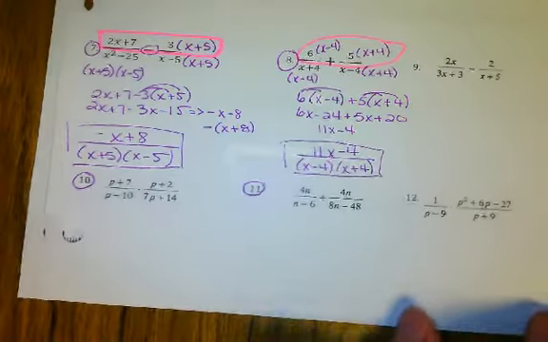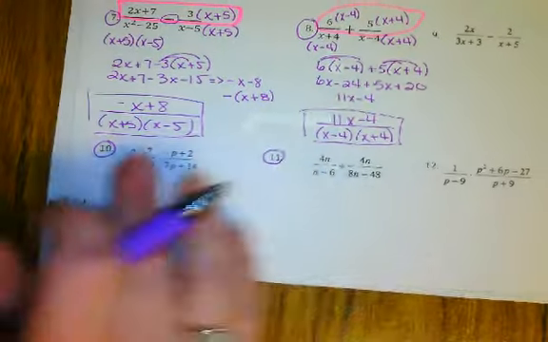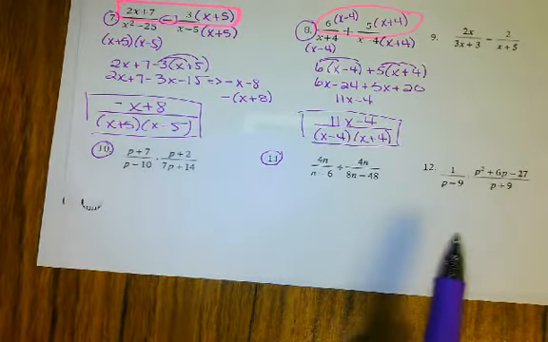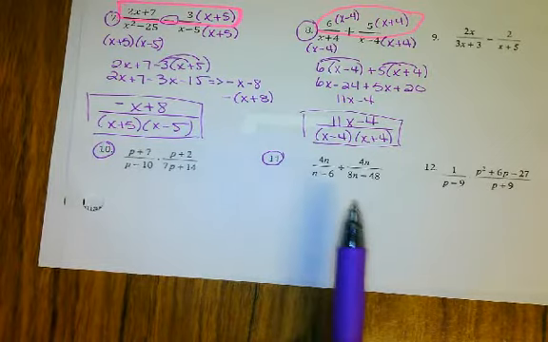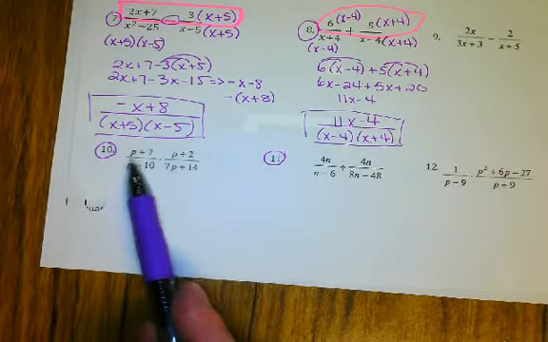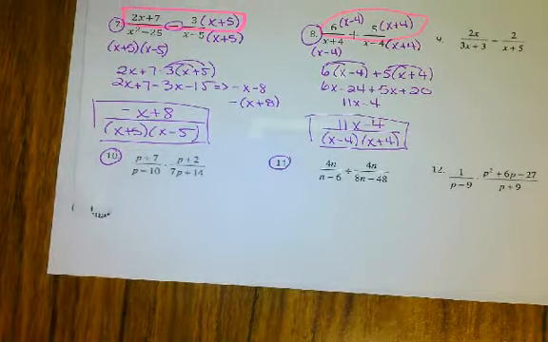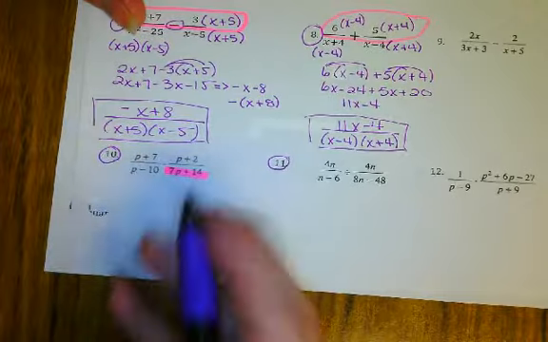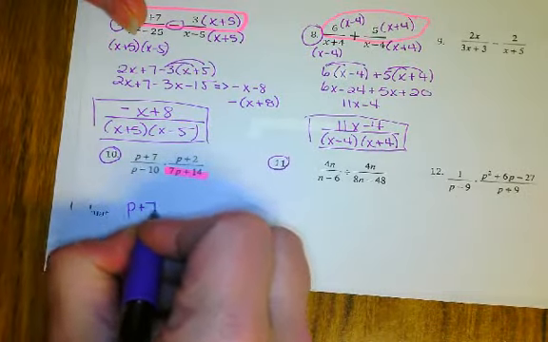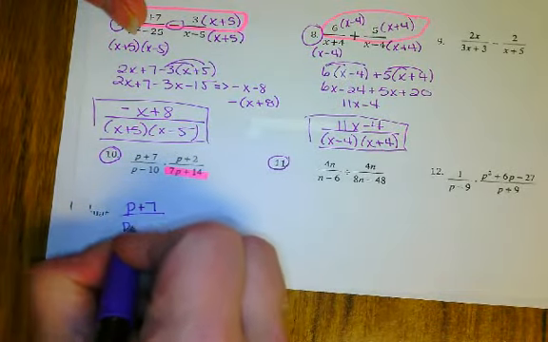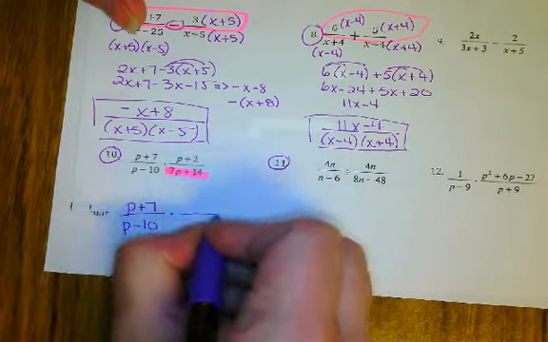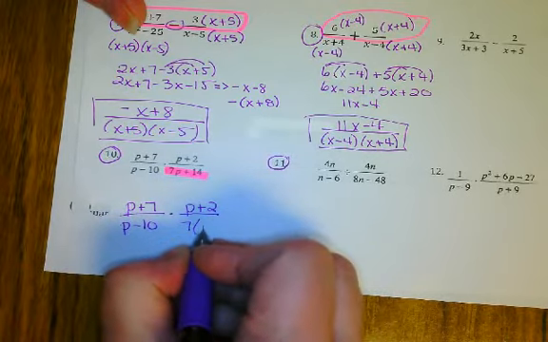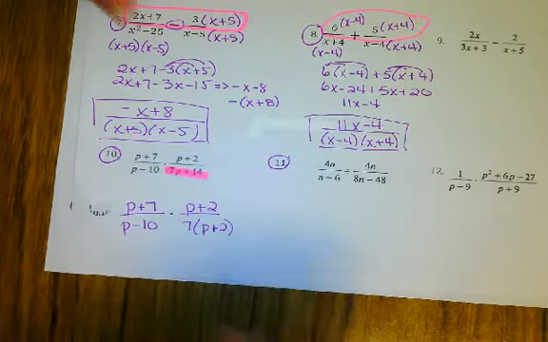Okay, so now we're going to get into multiplying and dividing. With multiplying and dividing, you don't need a common denominator, but you have to factor. Like you have to look for factoring everywhere. So even though we don't see an x squared somewhere, what you do have to notice is that a 7 can be pulled out of that. So here, what I have is p plus 7 over p minus 10 times p plus 2. Now, I'm going to take a 7 out of that. And when I do that, I'm left with p plus 2.